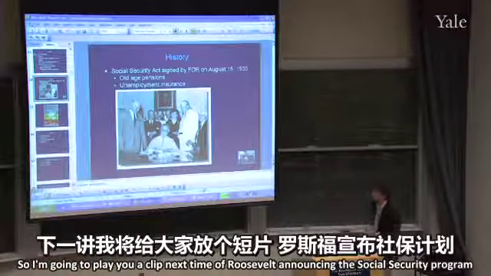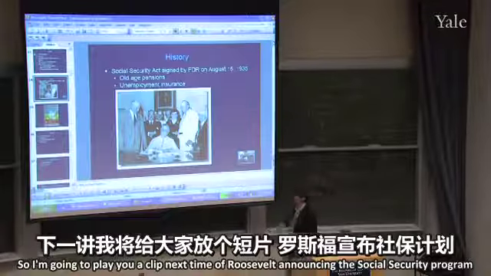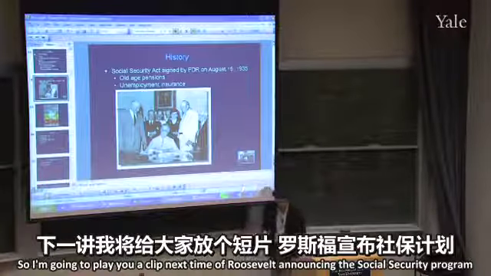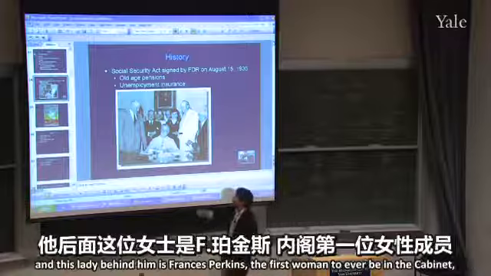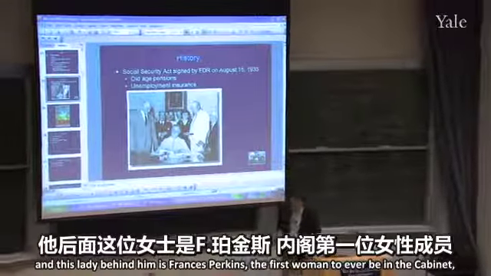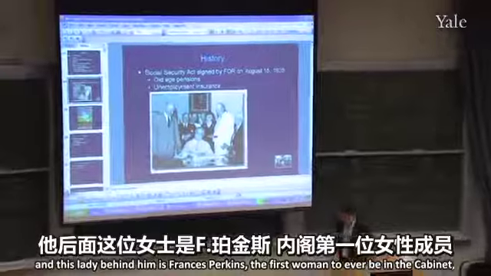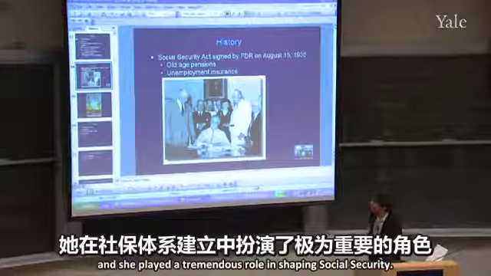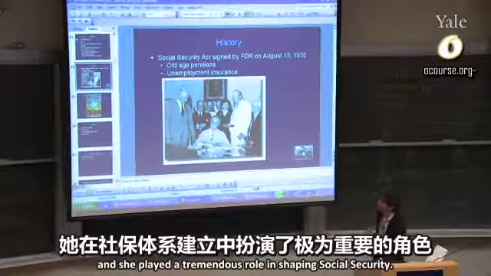So I'm going to play you a clip next time of Roosevelt announcing the Social Security program. And this lady behind him is Frances Perkins, the first woman to ever be in the cabinet. And she played a tremendous role in shaping Social Security.